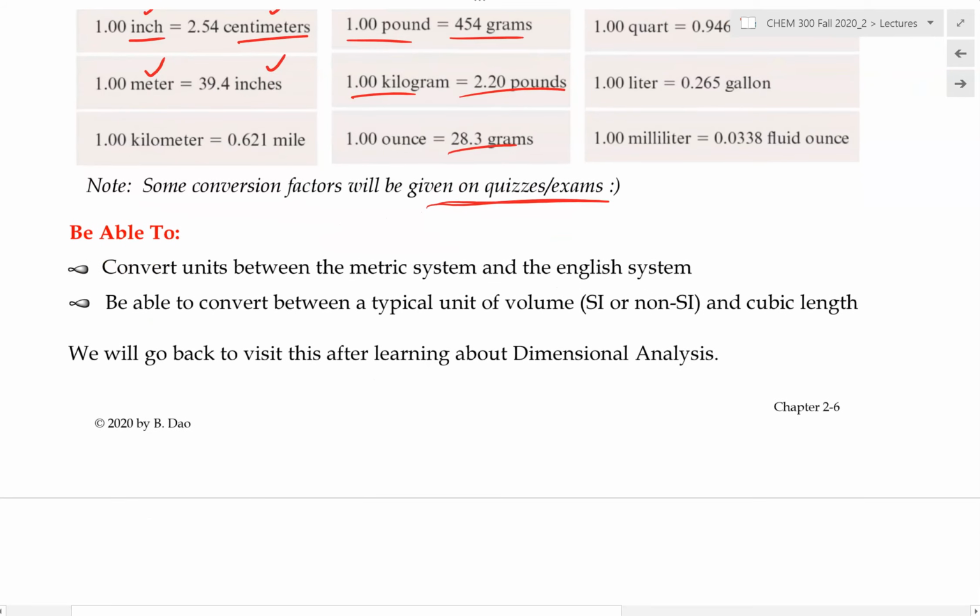So in this chapter, here are some of the things that you need to be able to do. First, be able to convert between units in the metric system and the English system, and be able to convert between a typical unit of volume and cubic length, and that's important as well. Now, I will not be going over any examples in this section at this point, because we will be going back to this after we have learned about dimensional analysis. Dimensional analysis will be the method that we use to convert these units. And once we have covered this, we'll go back to learn how to convert units between the metric system and the English system, as to what we are asking you to do here.